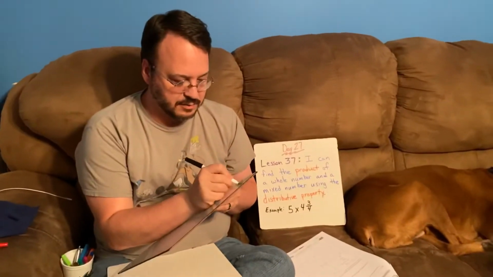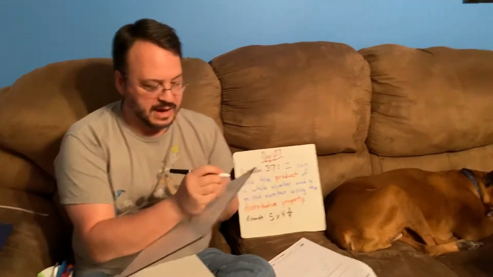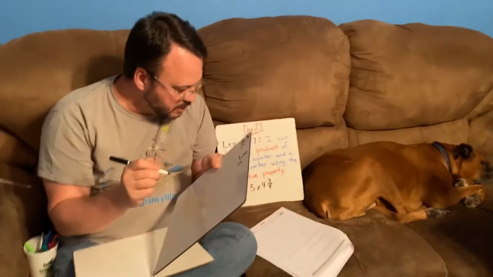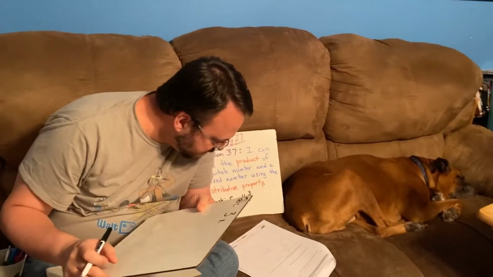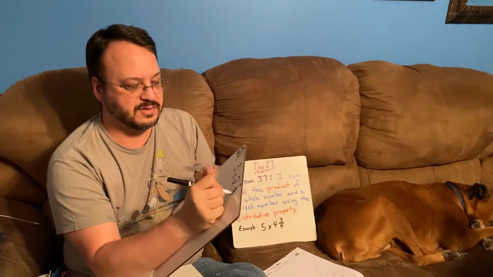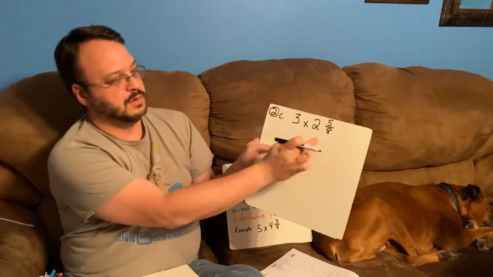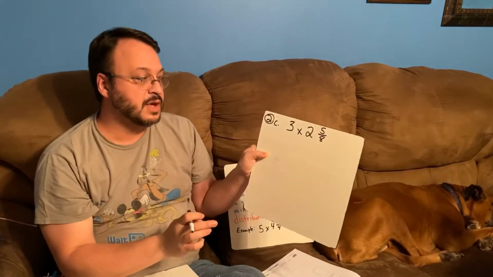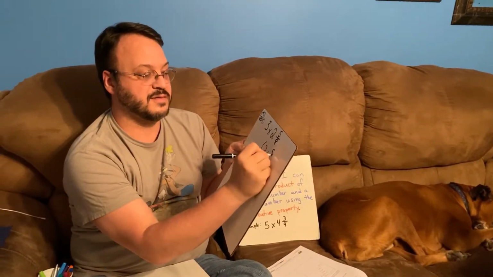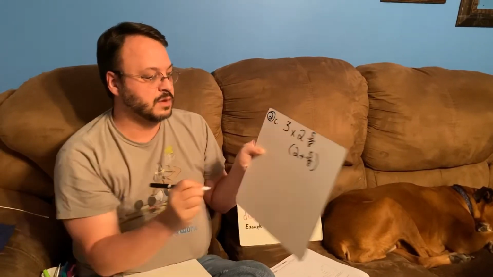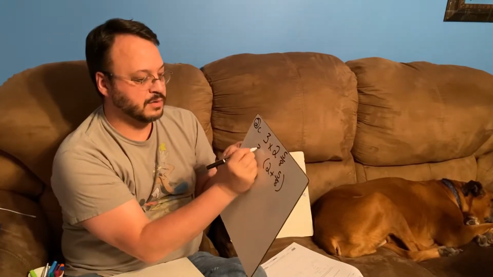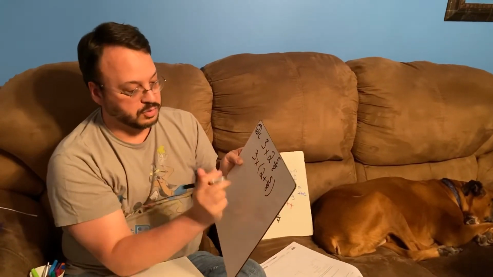This is C. We have got 3 times 2 5/8. Let's look at this 2 5/8 first. And we know that's the same thing as, but in parentheses, 2 plus 5/8. Now I bring that 3 down. 3 times 2 plus 5/8.